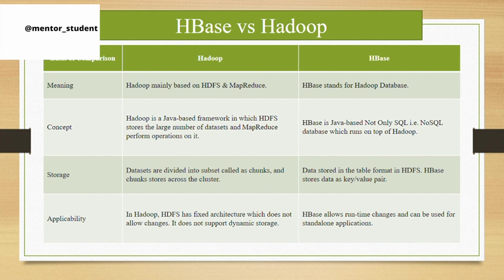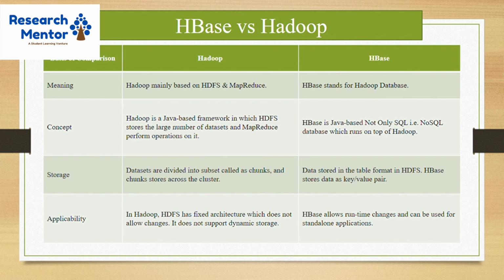Next, I am going to explain the difference between HBase and Hadoop. It is very important in terms of HBase. So in terms of meaning, Hadoop is mainly based on HDFS and MapReduce, or we can say that there are two components in Hadoop. First is HDFS, second is the MapReduce system. But HBase stands for Hadoop database. That means HBase basically handles all kinds of Hadoop databases in terms of concept.